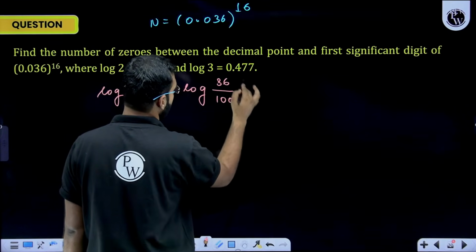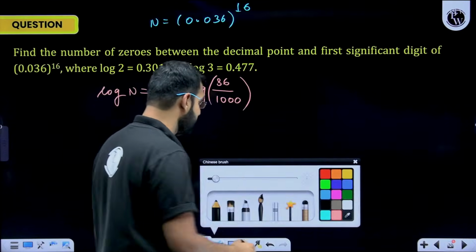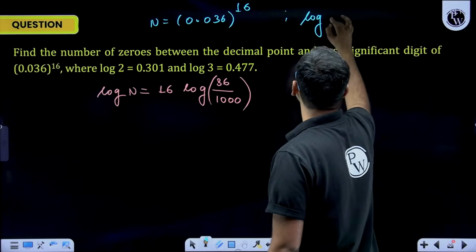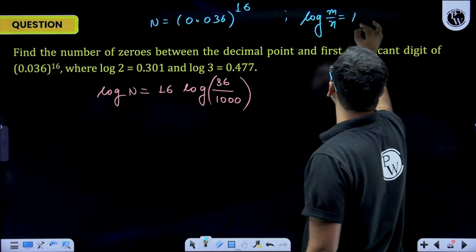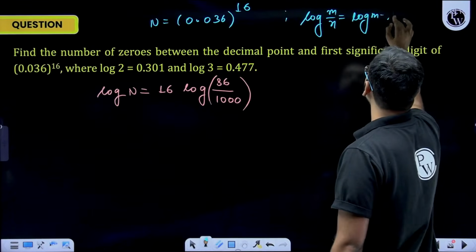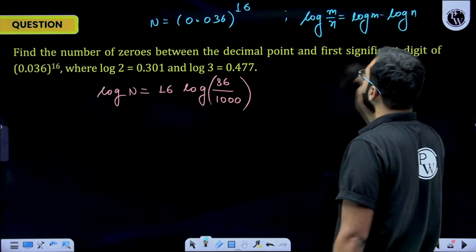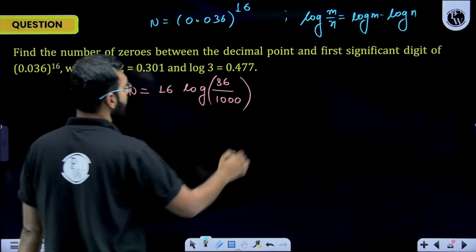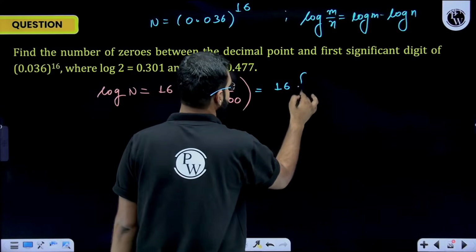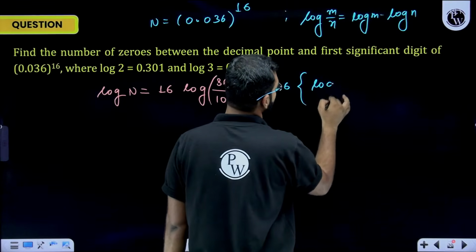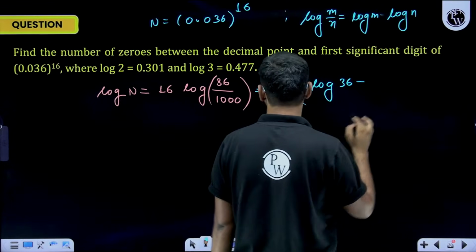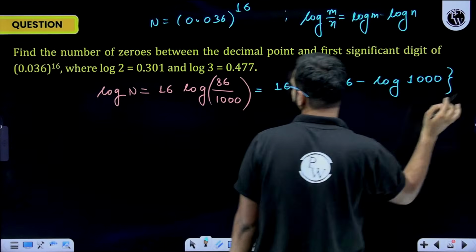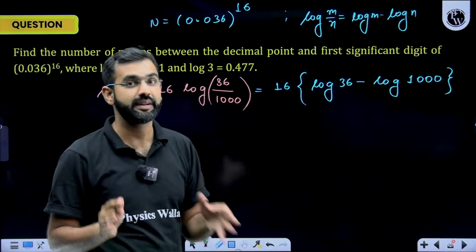There is one more property which we haven't discussed so far, but you must have heard it somewhere, that log of m upon n can be written as log of m minus log of n, where again m and n both should be positive. Which means, if I wish to rewrite it, I'll be rewriting it as 16 times log of 36 minus log of 1000. And I hope I need not tell you, if the base is not mentioned, it is 10.